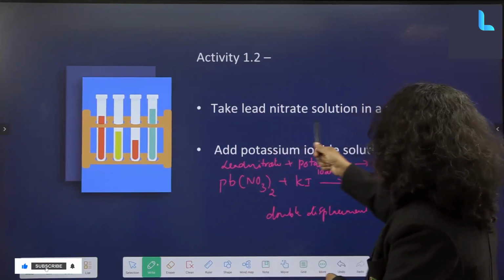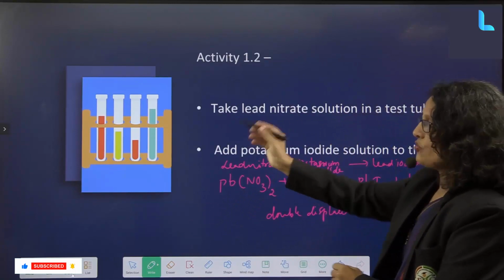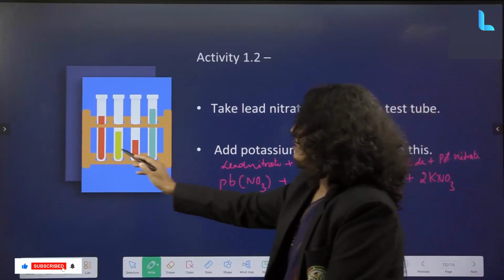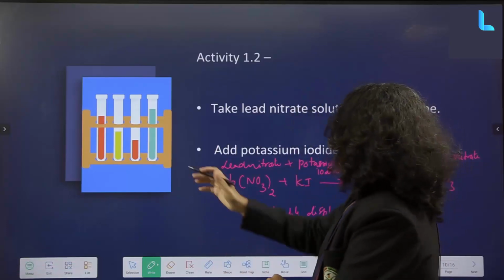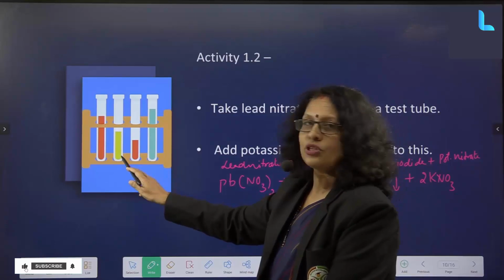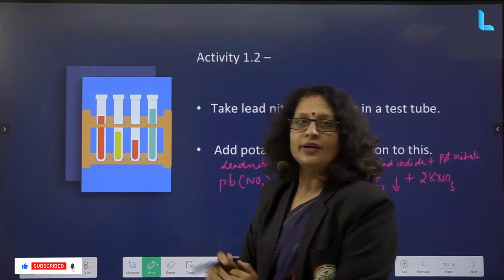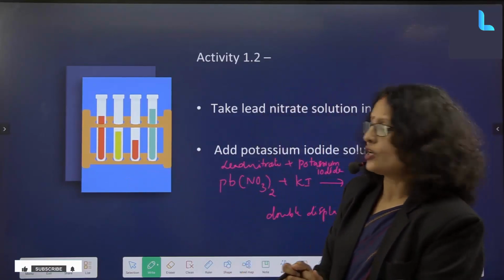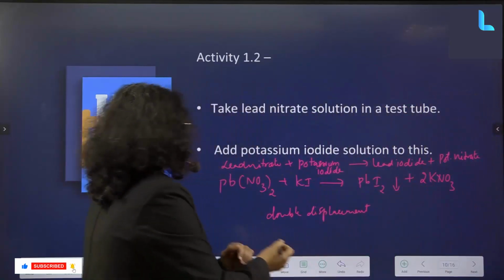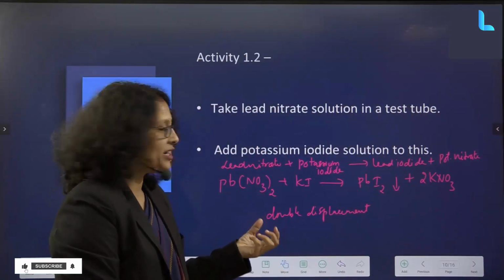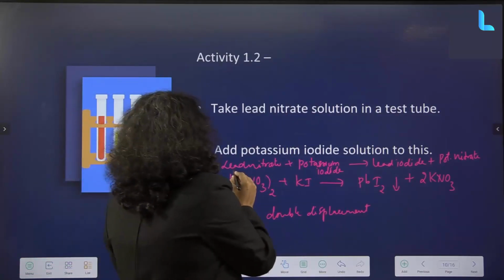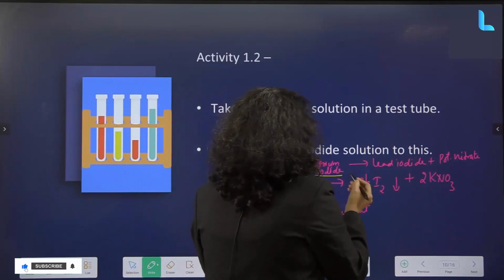So we can see, take lead nitrate solution in a test tube. In the test tube, lead nitrate solution is taken. Suppose this is the lead nitrate solution. In that, potassium iodide solution is added. Suppose this solution is potassium iodide, which is added to the lead nitrate solution. What will we observe? We will have a reaction. Let's write the reaction: lead nitrate plus potassium iodide. What do we get?